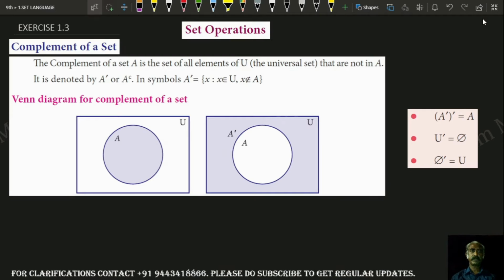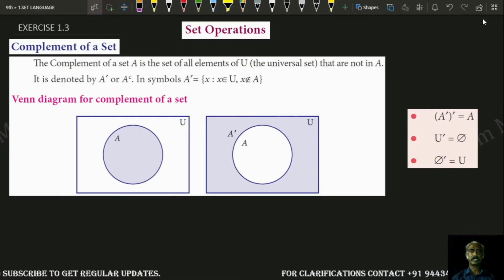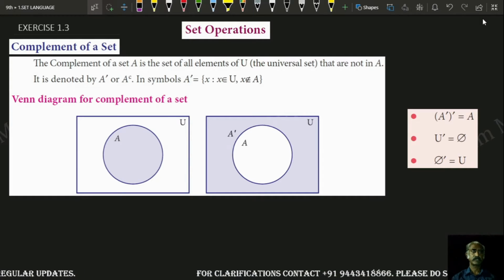Children, in this video we are going to discuss set operations. So it's an important area. You have to understand what the set operations are and how we can find them.